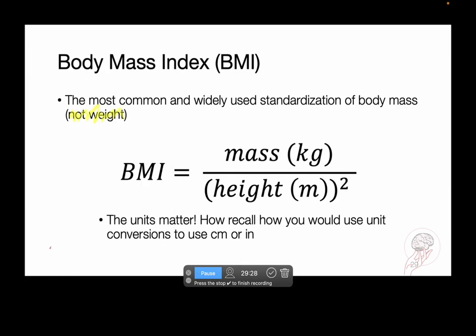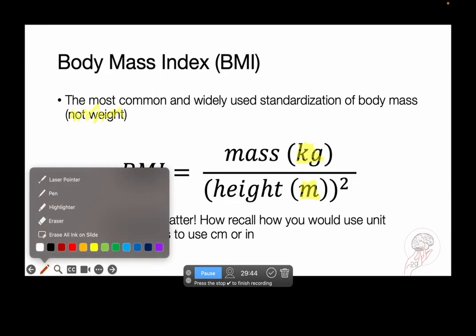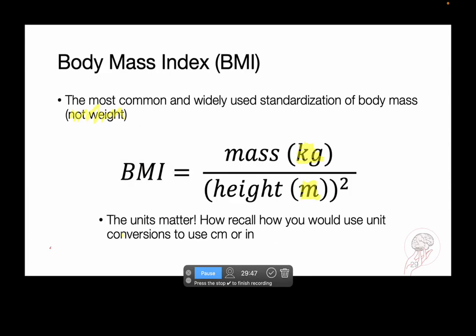Not weight. So BMI is a person's mass in kilograms, and let's also highlight the units, divided by a person's height in meters squared. The units matter. If you are measuring in something other than kilograms, say pounds, you need to make sure you use inches. Maybe your measurement is in centimeters. You need to convert to meters.